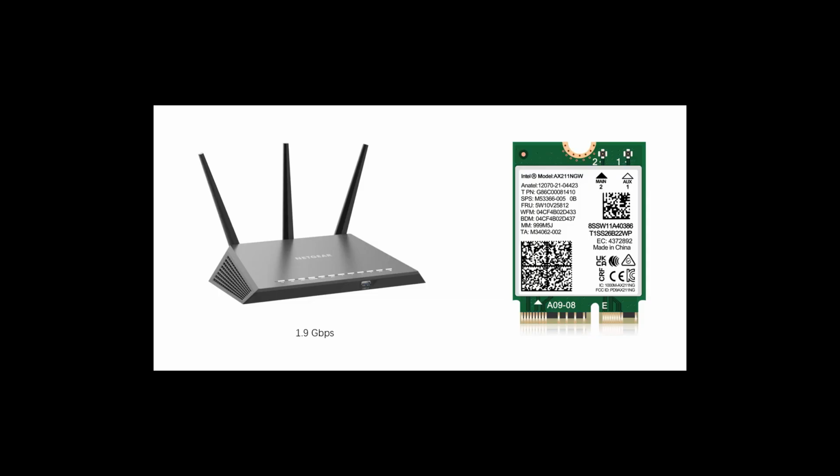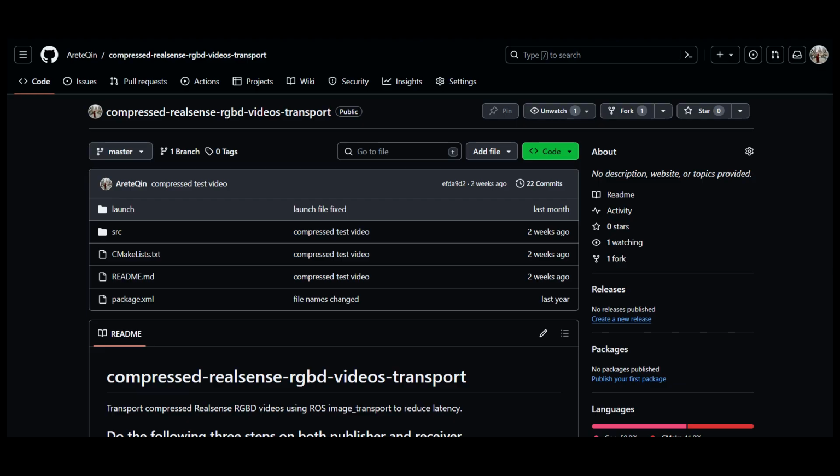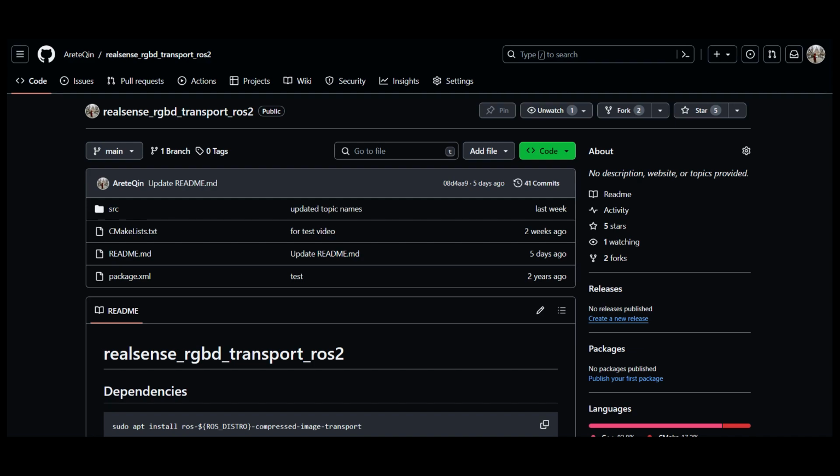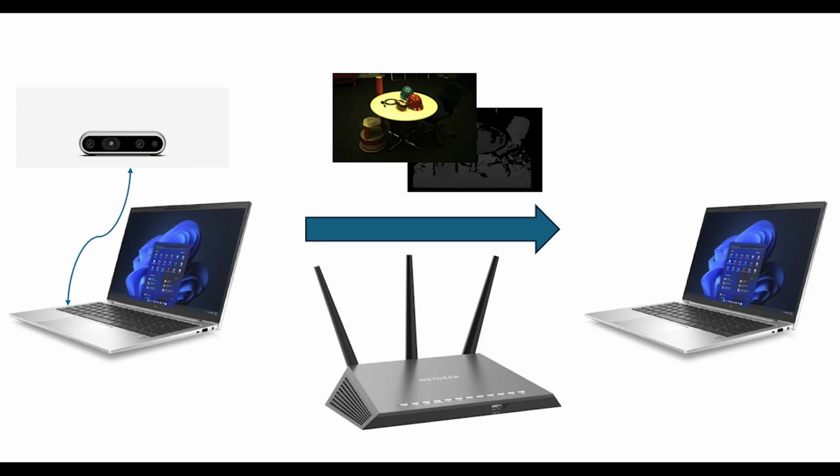Let's first introduce our hardware platform. The router is a Netgear R7000 with a maximum Wi-Fi transmission bandwidth of 1.9 gigabits per second. Both tested laptops use AX211 network adapter. All the code used in the video has been open sourced, and the link is in the description. We use Wi-Fi 2.4 GHz and 5 GHz respectively to test the transmission of RGBD video. That is two 480p 30Hz video streams.